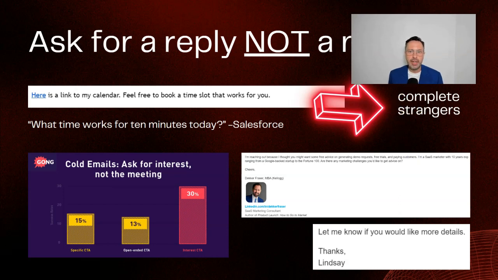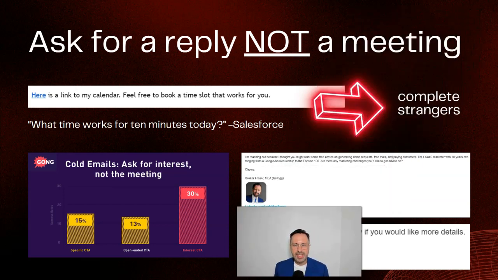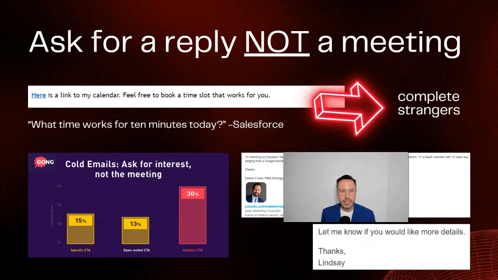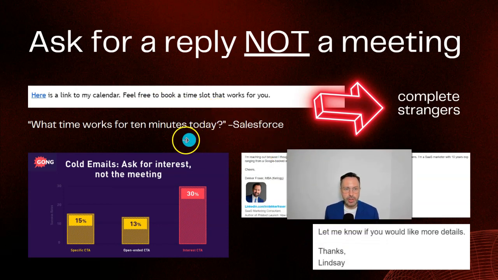Rule number one, and this is the most common single mistake that I always see with cold emails: ask for a reply, not a meeting. What most people do when they write cold emails is they're trying to shove a meeting in front of someone's face. Here's an example of one I received. Here is a link to my calendar. Feel free to book a time slot that works for you. Another one that I received from Salesforce: what time works for 10 minutes today?